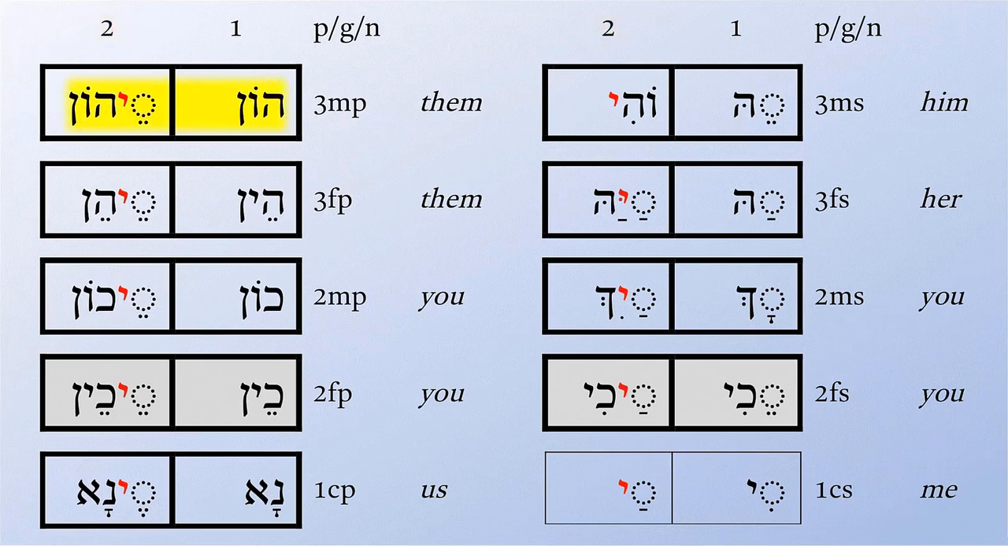And then the last comment we want to make on this table has to do with the third person masculine plural suffix pronouns. In Ezra, there are some variant forms where Ezra places a mem in place of that final noon.